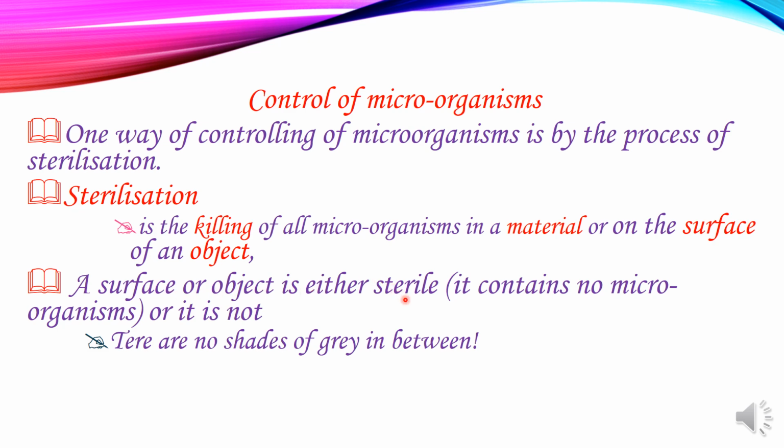So a surface or object is either sterile or it is not. There is no shade of gray in between. An object is either sterilized or it is not. There is no boundary between being clean of bacteria and not being clean. If it is sterilized, it is done; if not, it is not done. You cannot say it is 50% done. So there is no shade between them.